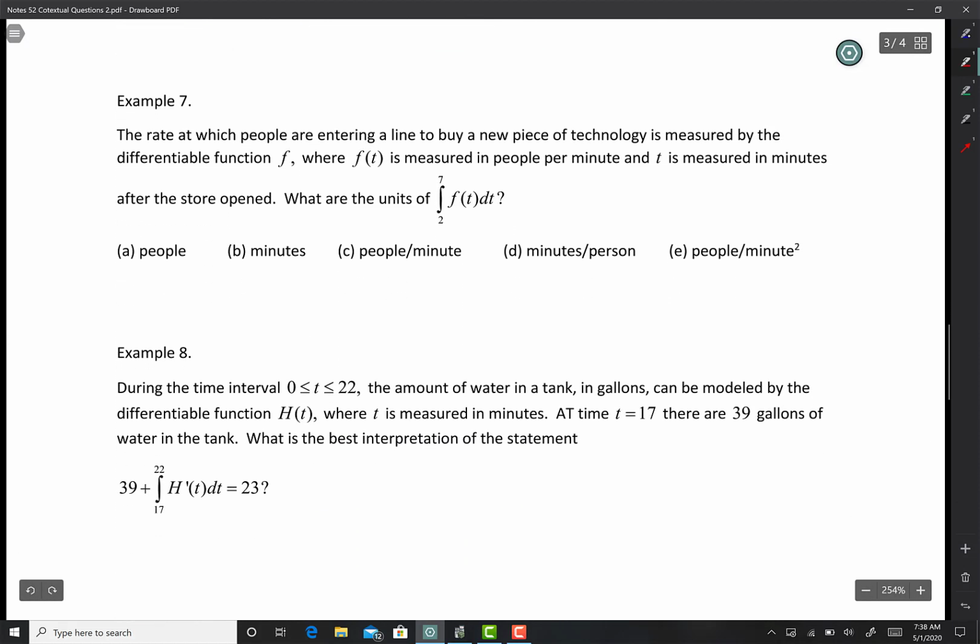The rate at which people are entering a line to buy a new piece of technology is measured by the differentiable function f, where f of t is measured in people per minute. Okay, f of t is measured in people per minute, and t is measured in minutes.